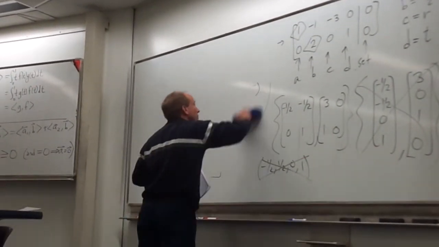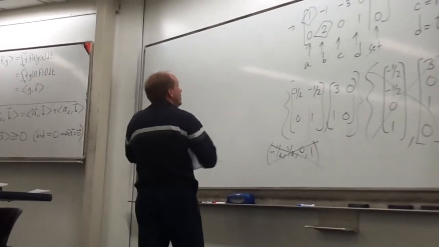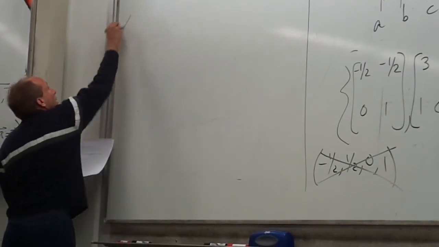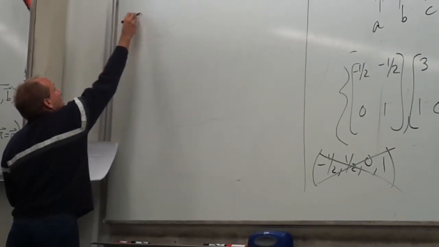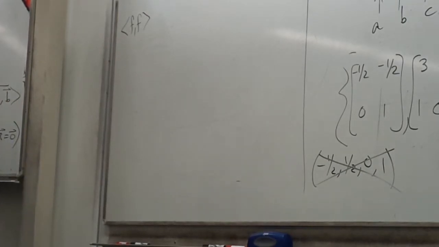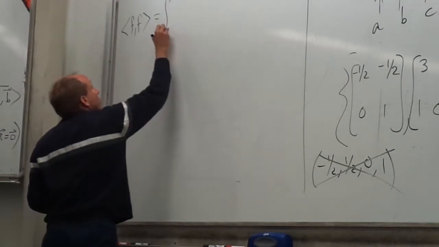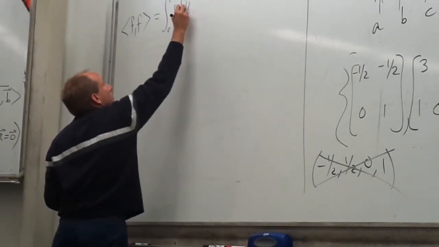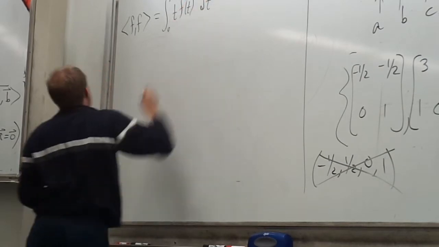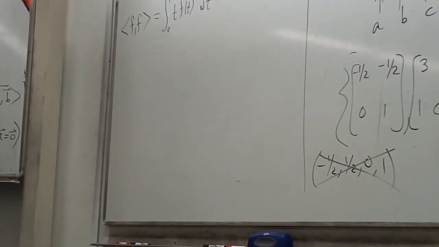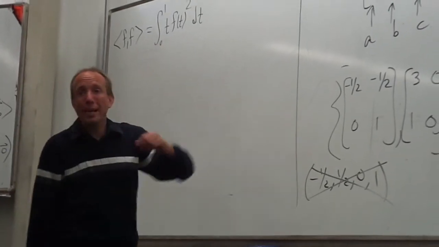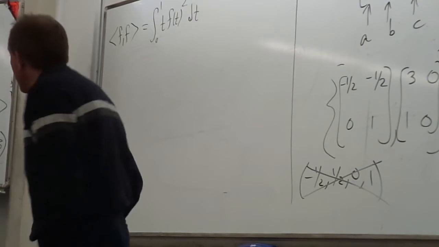Now let's do the one in the bottom right corner. So for the bottom right corner, I've got to take the inner product of f with itself, right? Something like that. Oh, just plug into the formula again, right? This is just the integral from 0 to 1 of t times f of t squared, because you're applying the same function twice. Okay? What do I want to be able to say about that? Greater than or equal to 0 is what the axiom says right here.